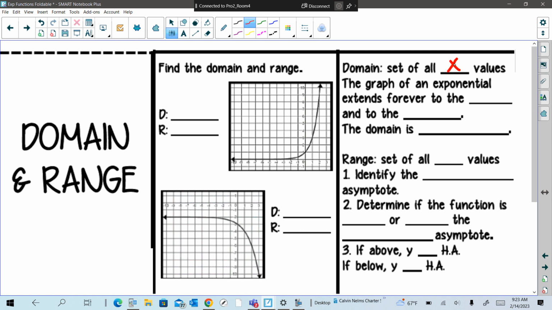We did that on Friday. Okay. So domain is the set of all x values.